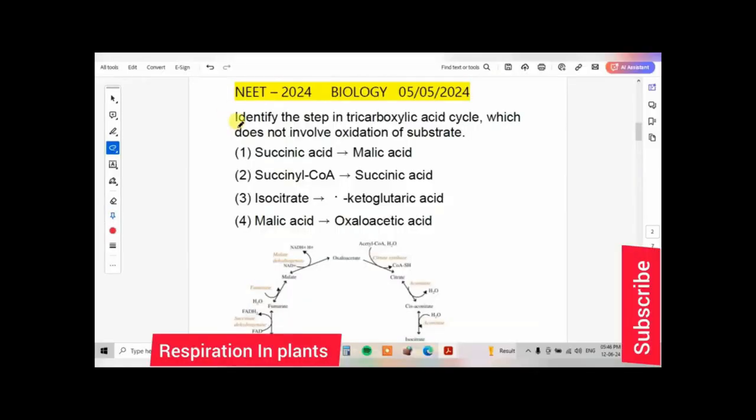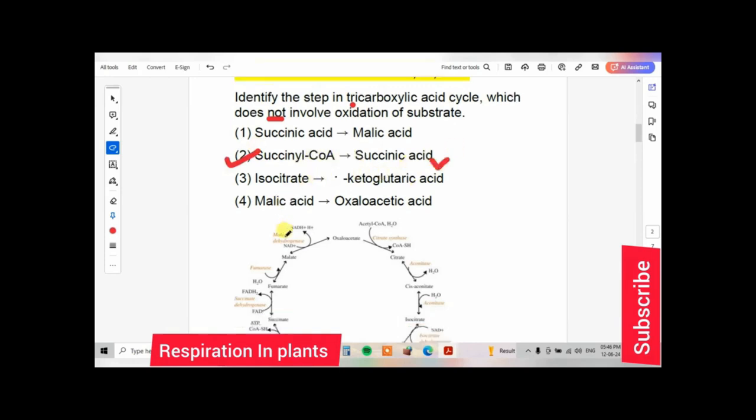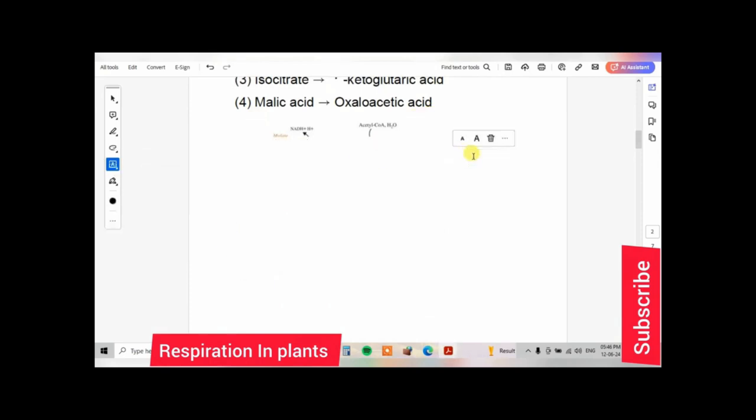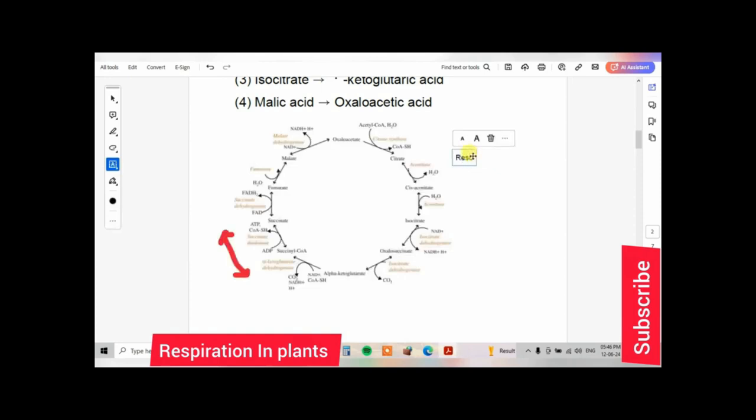Identify the step in the tricarboxylic acid cycle, the TCA cycle, which does not involve oxidation of substrate. It is option 2, succinyl coenzyme A to succinic acid conversion. Here you can see the complete TCA cycle, and in the conversion of succinyl coenzyme A to succinate there is no loss of electrons, so no oxidation is involved here. This is from the chapter known as respiration in plants.